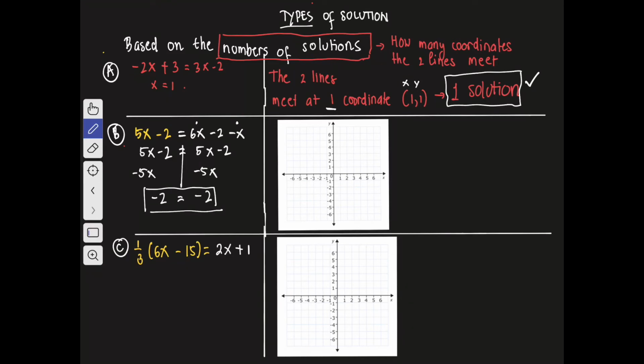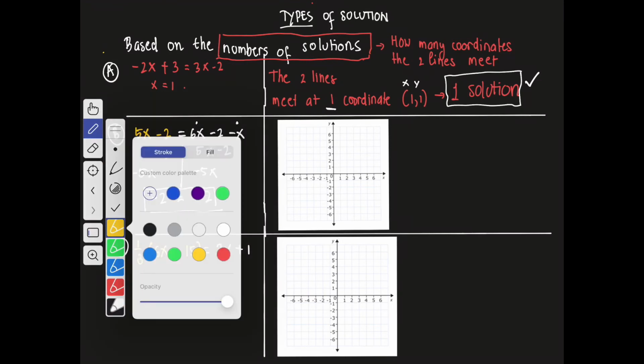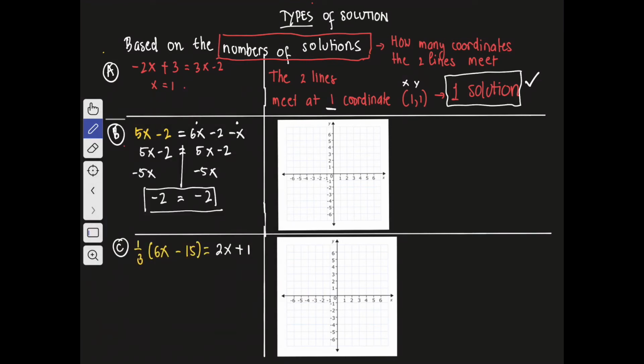this means the two lines are exactly the same line. So if we are to graph this, I'm going to graph the first one with purple. 5x minus 2: start with negative 2, go up 5, and then go to the right 1. So the line will be like this. And of course, the second line will be exactly the same thing. It starts at negative 2 and goes up 5 over 1. So the lines will be on top of each other.